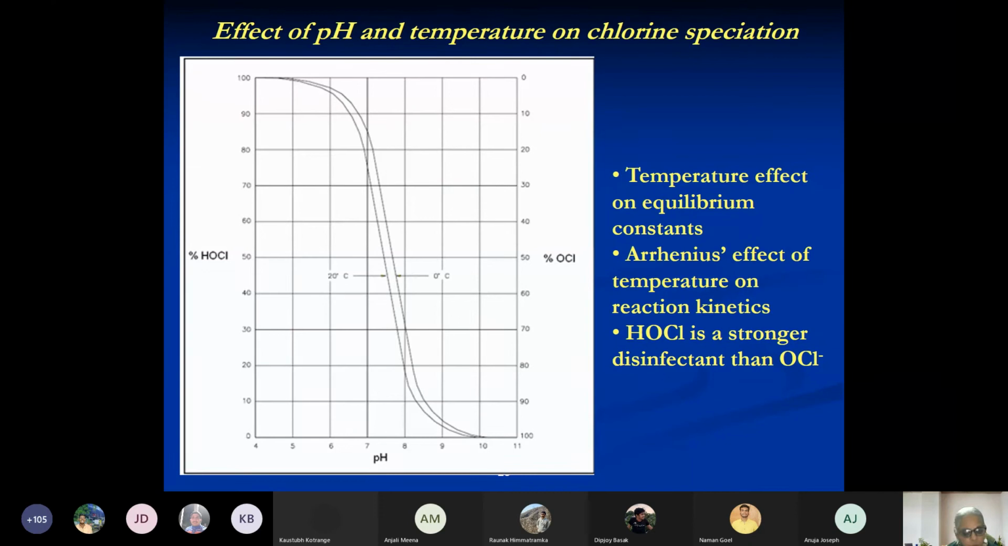The bacterial cell is also negatively charged. The outer surface of the bacterial or viral particle, they are all negatively charged, whether they are organic or inorganic. At pH 7, they are all negatively charged. And when everything is negatively charged, then obviously OCl minus cannot come close to the cell, and you get better results with HOCl, which is neutral.